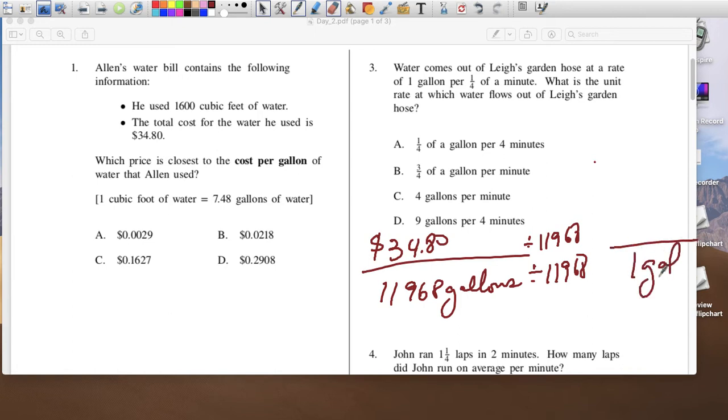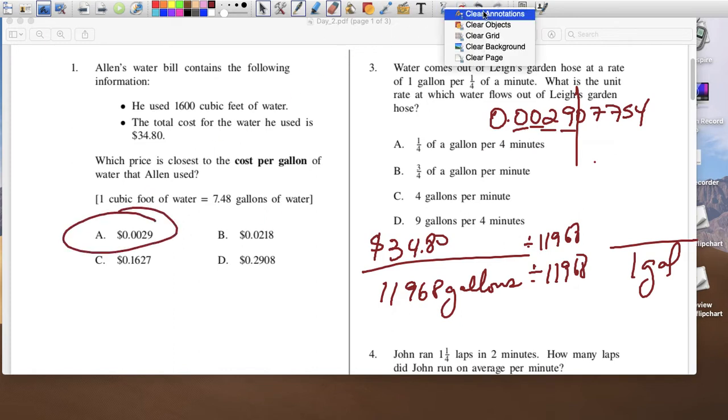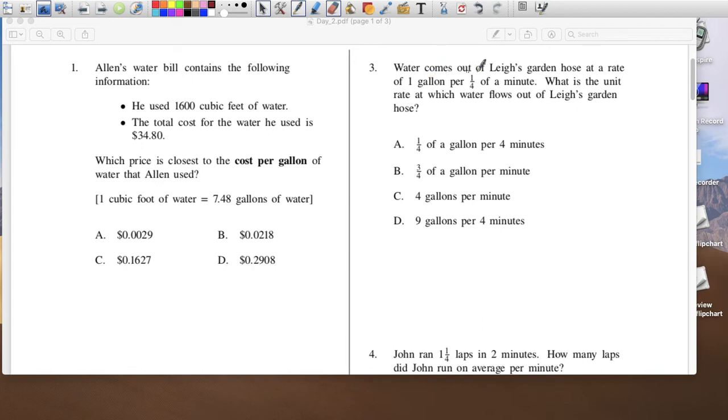So we get that 1 gallon, right? This divided by this is 1, and $34.80 divided by 11,968 equals 0.0. And again, if you look at your calculator, 0.002907754. So these are going 4 decimal places. So let's go 1, 2, 3, 4. We're looking at something that looks like 0.0029, less than a penny per gallon of water, and we have it right here.